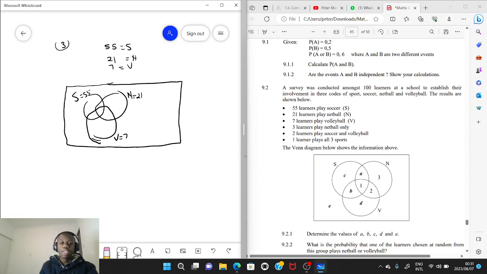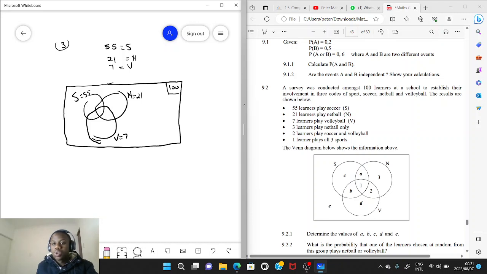And then you need to make sure that you do not forget the sample space. What is the sample space? The total number of our learners is 100. So we have 100 learners in this case. You see? So what do we do now? We are done with the outer part now. So we are done with 55, 21, 7.